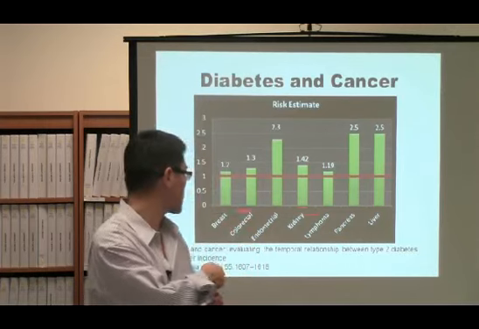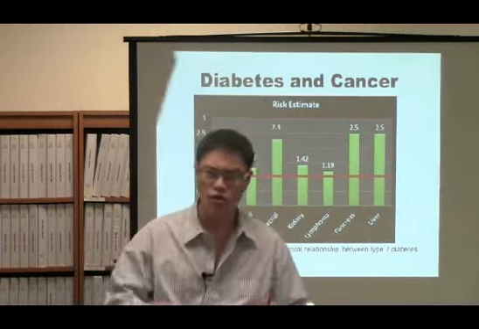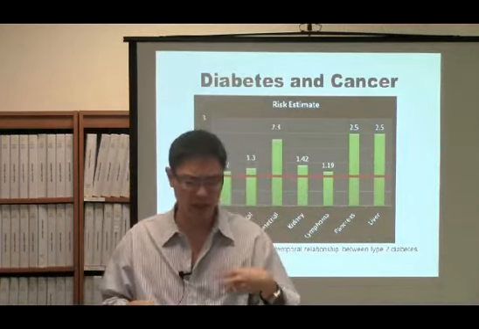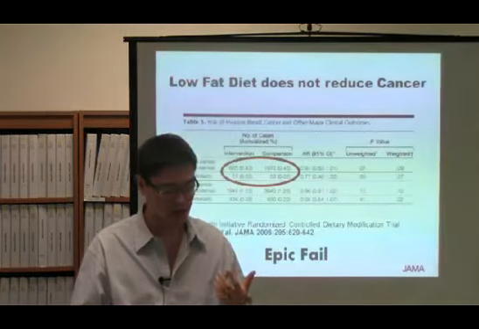So almost all of these cancers, for breast, colorectal, endometrial, all of these cancers, you see an increased risk in diabetics, but it doesn't tell you whether it's because of the high insulin or it's because of the insulin resistance.